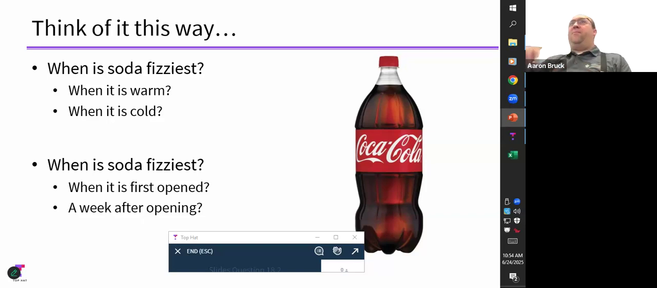Because as soon as you open it up, the pressure comes out. And since the solubility is less, more escapes initially out of the room temperature one than out of the one that was in the cooler. So the way that I want you to think about Henry's law is this way. That's the image that I want you to take with you.